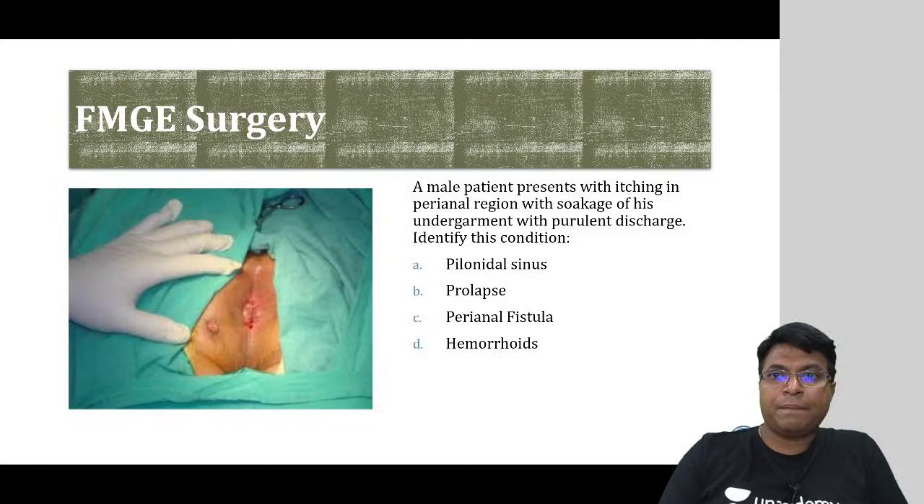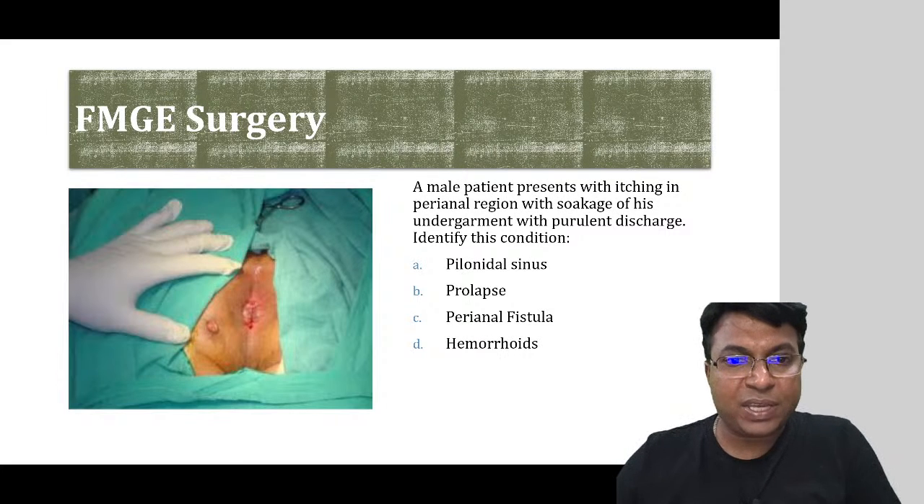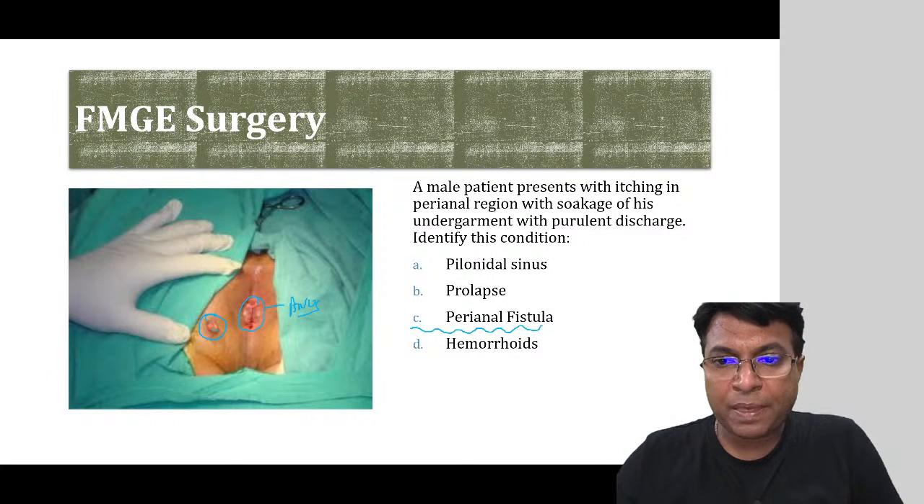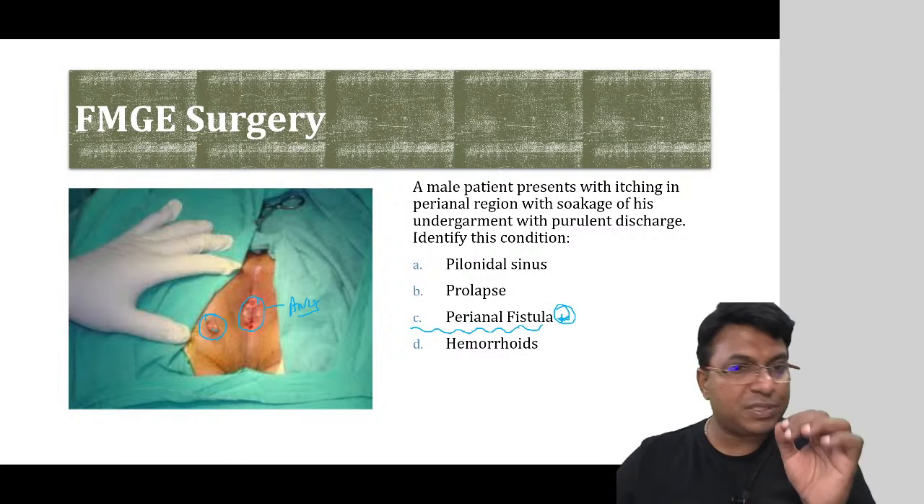A male patient presented with itching in the perianal region with soakage of his undergarment with a purulent discharge. Identify this condition. He is having a purulent discharge from this hole. This is the anus, and this is a hole nearby. What is this? This is a perianal fistula. Perianal fistula will have continuous discharge.